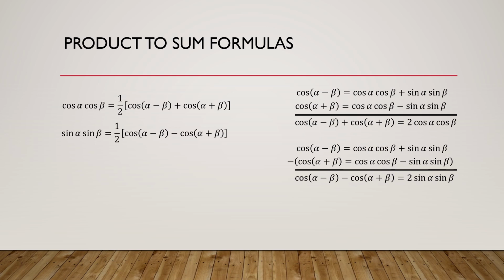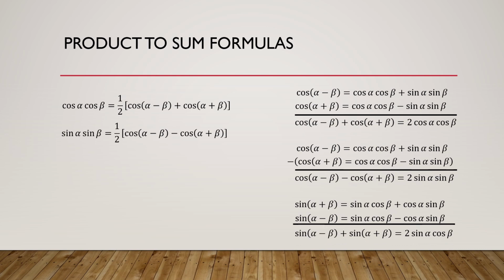Finally, we add the formula sine alpha plus beta to sine alpha minus beta to get sine alpha minus beta plus sine alpha plus beta equals 2 times sine alpha times cosine beta. Divide both sides by 2 to get sine alpha times cosine beta equals 1/2 times the quantity sine alpha minus beta plus sine alpha plus beta.